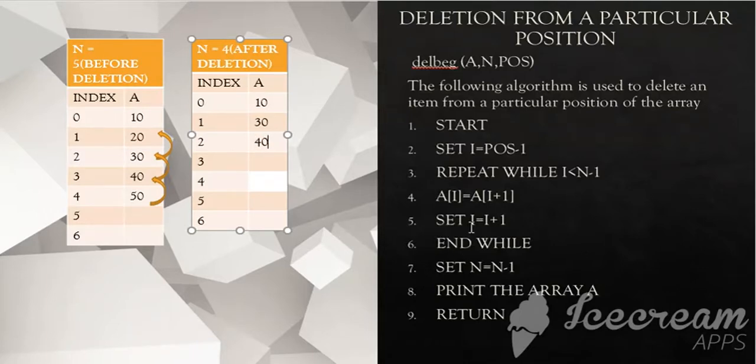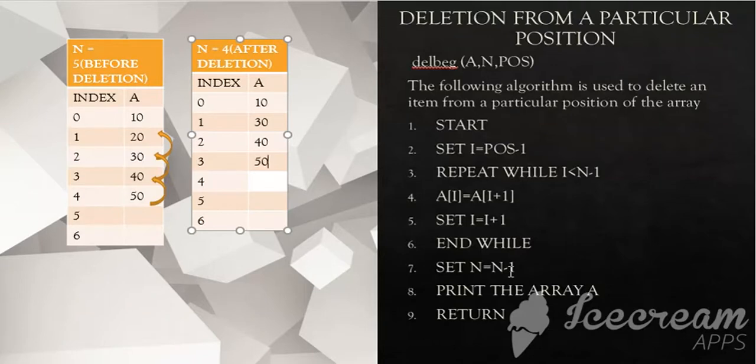And then I gets incremented to 3. 3 less than 4, condition is true. A of 3 equals A of 4. So to the third position, the fourth element gets shifted. And then I gets incremented to 4. 4 less than 4, condition is false. The loop gets exited, and then we decrement the number of elements by 1. So the number of elements becomes 4, and when we print the array we can see only 10, 30, 40 and 50. So look, the second element 20 has been deleted from the array.